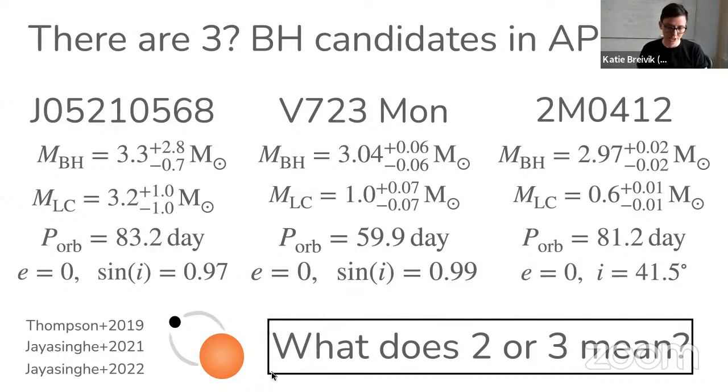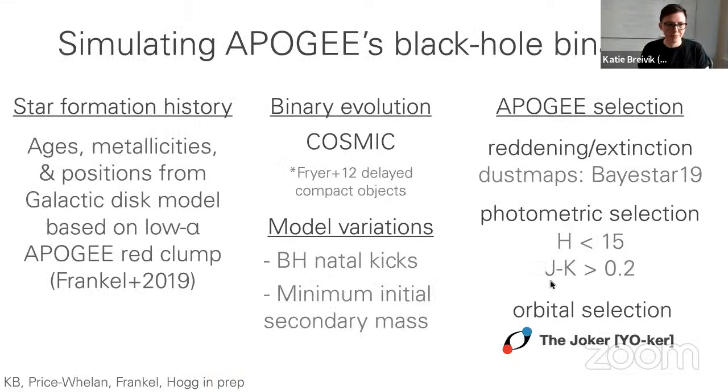And the big question, which I've not said yet but been alluding to, is what does it actually mean? We have this data set of APOGEE binaries. There's 30,000 binaries with properties that we can compare to, and 2 or 3 candidates. Is there some physics that we can try to understand better by using these 2 facts? And so to get at that, we tried to simulate as faithfully as possible the APOGEE catalog of systems using COSMIC. I'm doing this with Adrian Price-Whelan, Nej Frankel, and David Hogg.